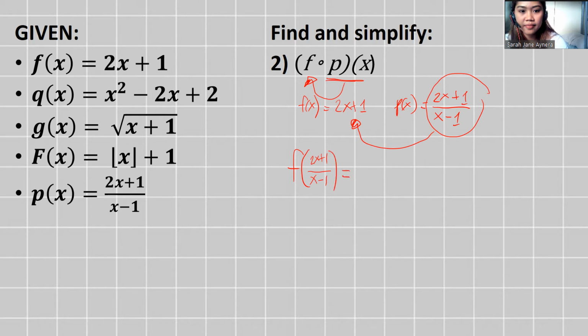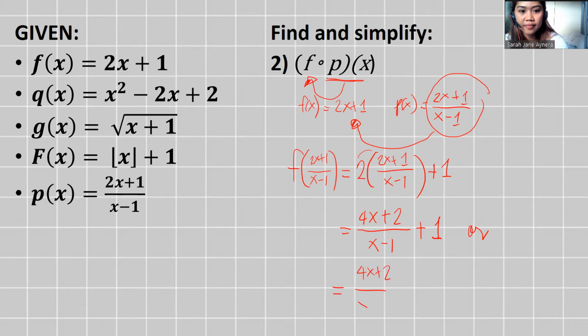this 2x will become 2 times 2x plus 1 over x minus 1. So, the x beside the 2 becomes 2x plus 1 over x minus 1. Copy plus 1. Then, simplify. Multiply the 2 in the numerator. So, 2 times 2x is 4x, 2 times 1 is 2. So, 4x plus 2. Copy the denominator. Copy the plus 1. We can still simplify this.